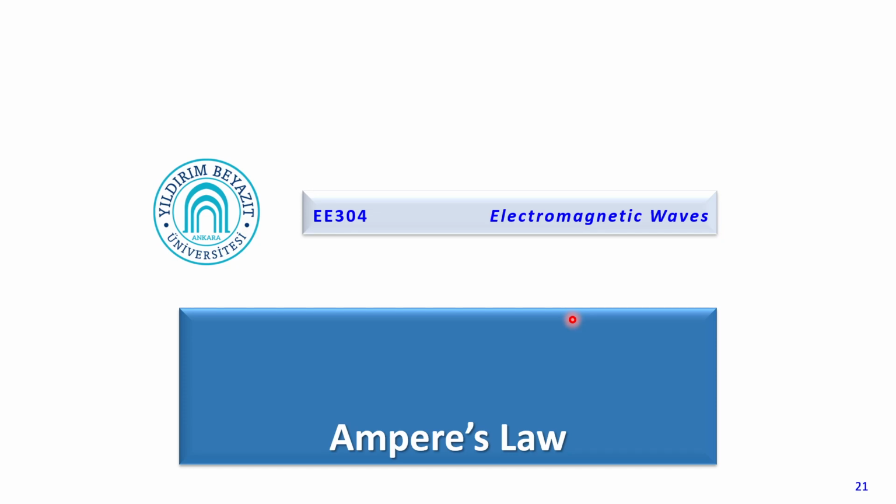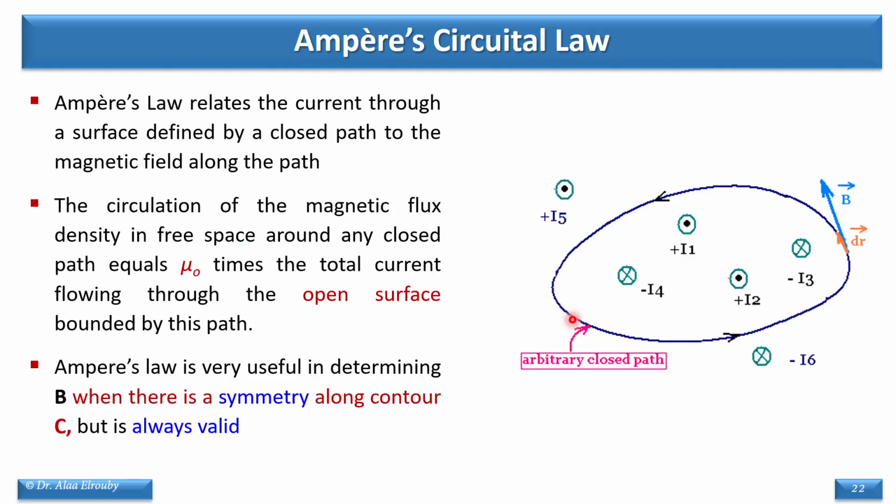So now, how would we calculate the magnetic field generated by a certain source of current? The major rule here is called Ampere's law. So what does Ampere's law state? Ampere's law states that the current through a surface bounded by a closed path is related to the magnetic field along this path.